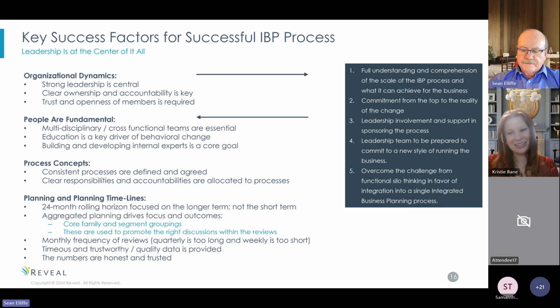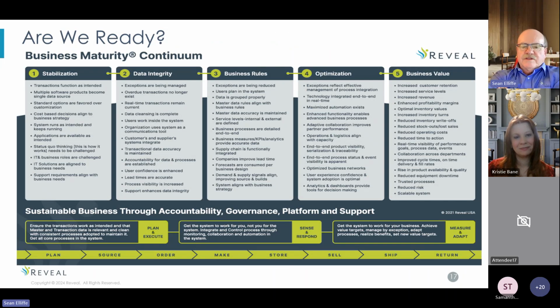I think that it begs the question about being ready, correct? Are we actually ready to make this journey? We have what's known as the business maturity continuum. So how does that play for us? And how would we advise some of our folks on this call around whether or not they're ready for the journey? What would we think?